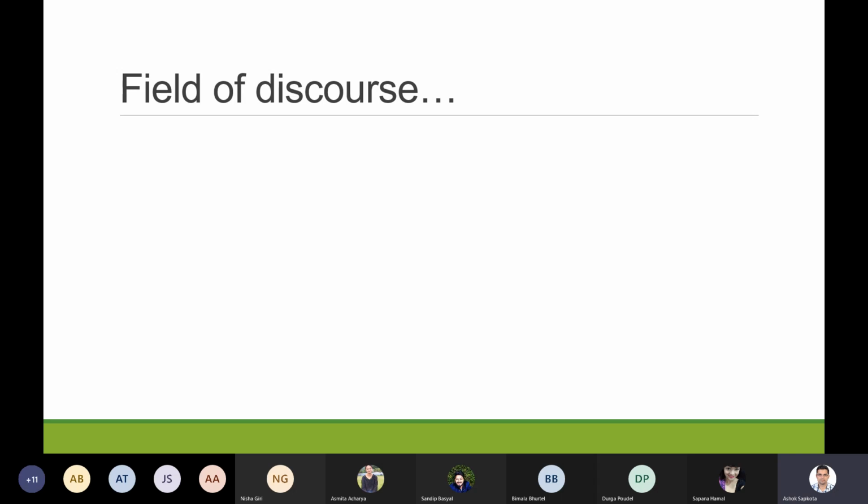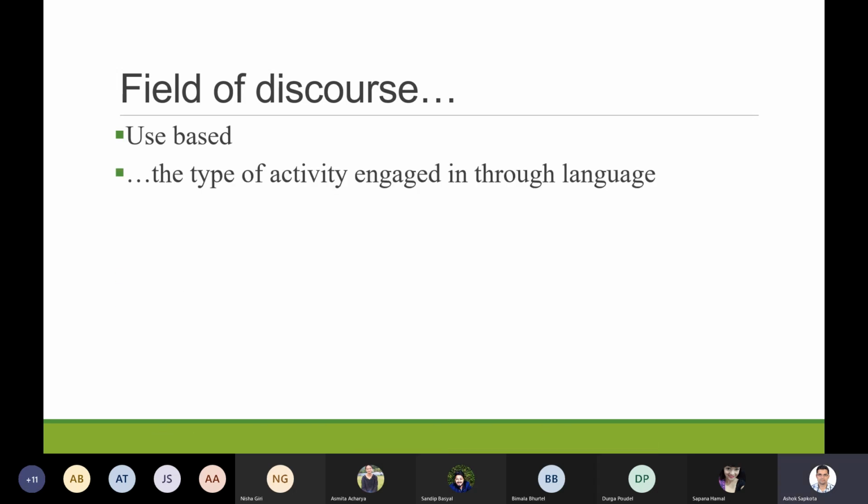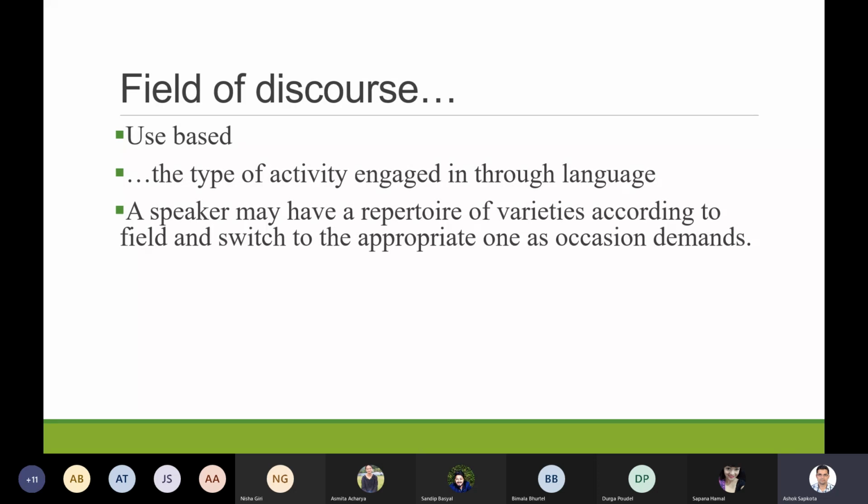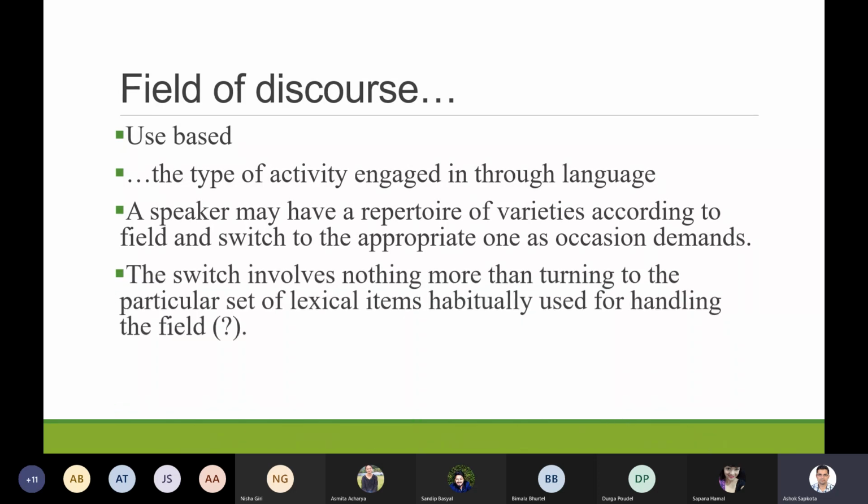For example, when you are speaking in terms of law, you use one set of words, one selection. In terms of engineering, in terms of sports, you have different language, right? So switching based on the demands.